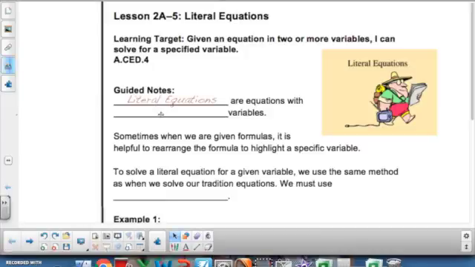Literal equations are equations with two or more variables. Think of that literal as literary. It's got a bunch of letters in it. But they're still just equations, but they do have a bunch of variables in it.